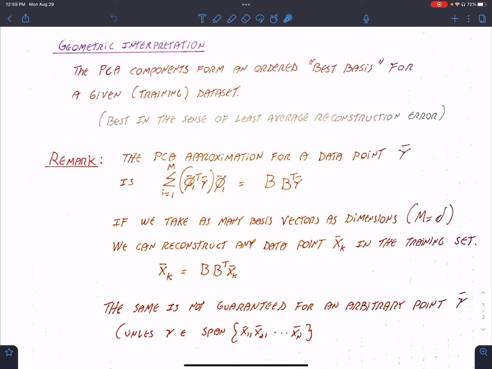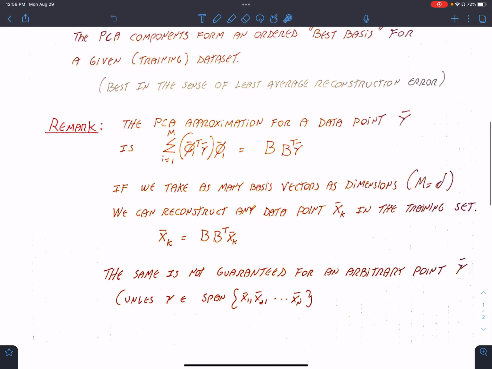However, if this point that we're trying to reconstruct, some y, was not in the original training set, then this equality is not guaranteed, unless this y happens to be a point that is in the span of my training data as well. Then it will work.